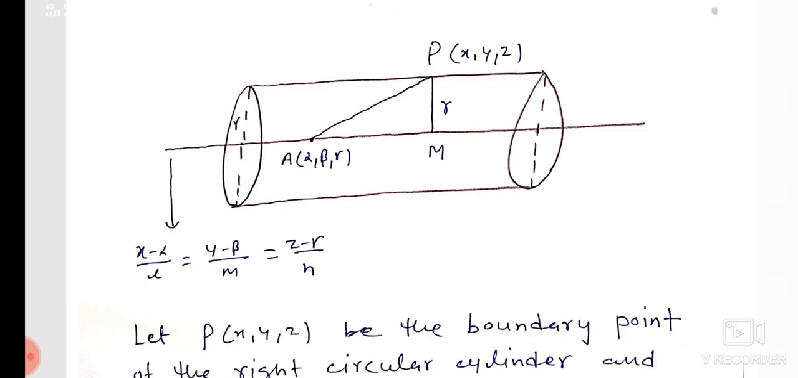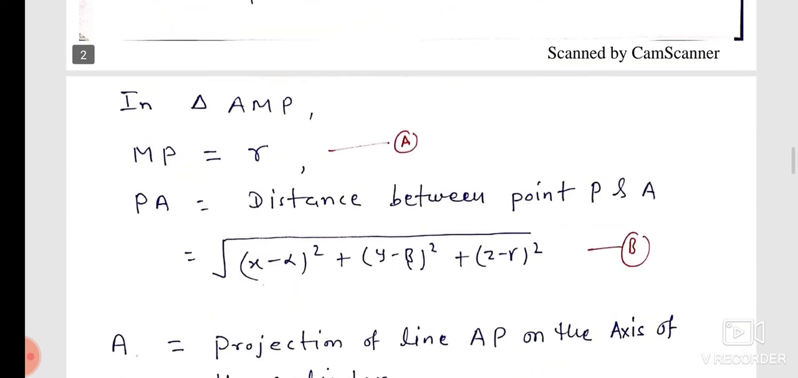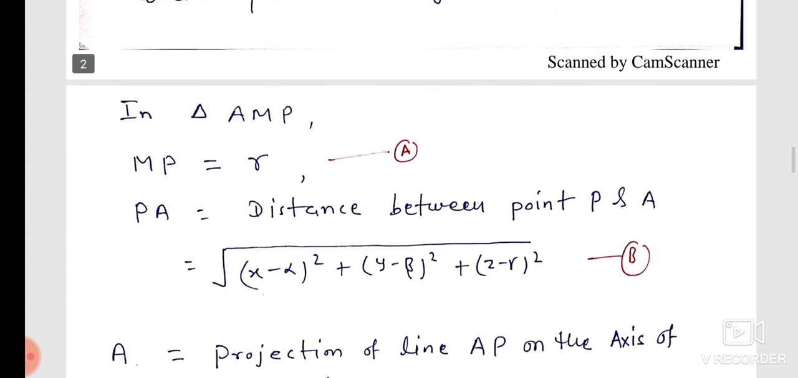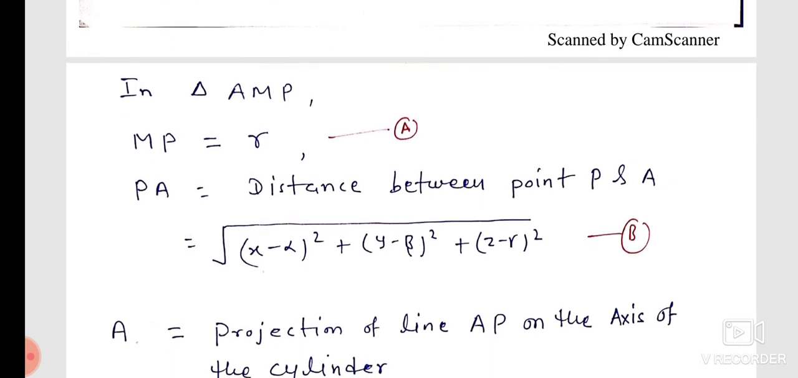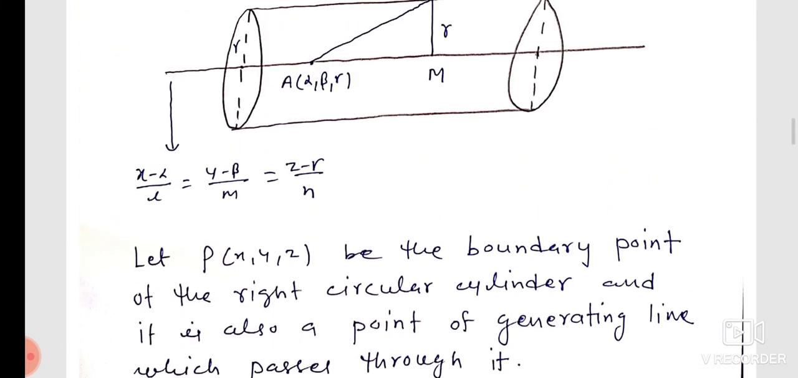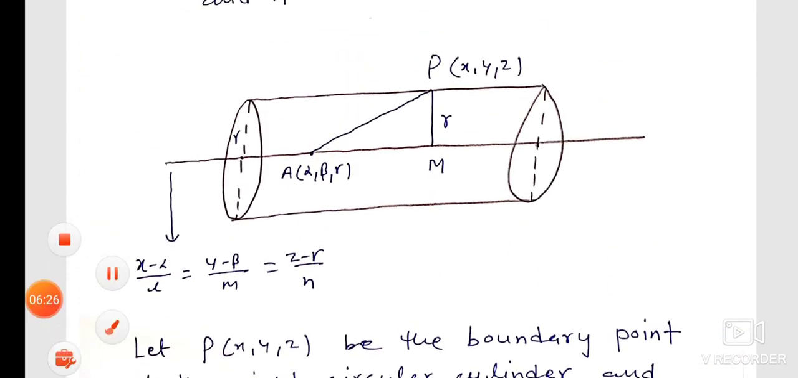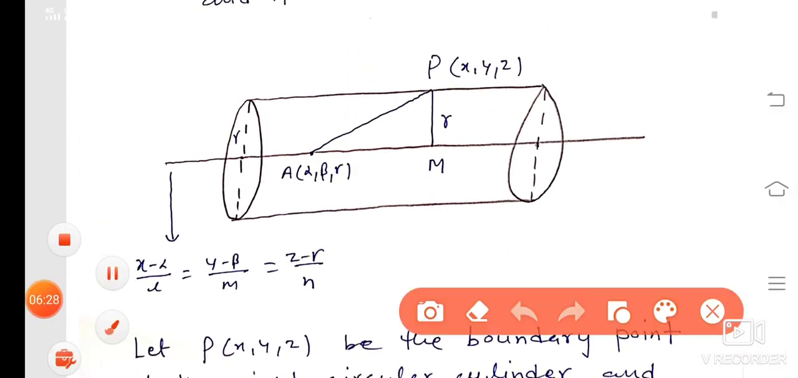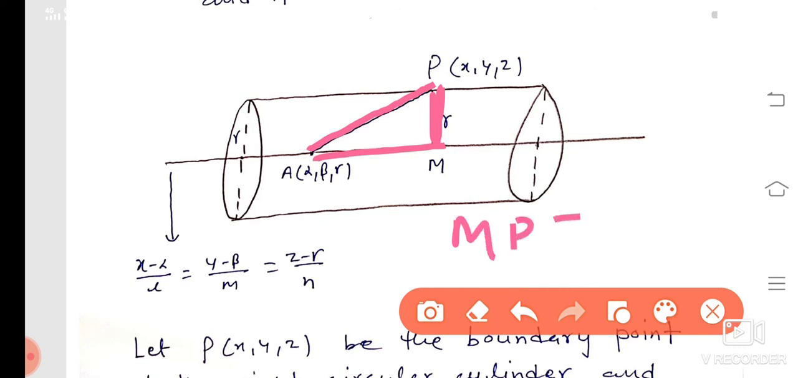Next, in triangle AMP, now we will discuss all three sides of the triangle AMP. So what is the triangle AMP? In this case, triangle AMP is this. You can see that it is a right triangle. So what is the side MP? Side MP is nothing but the radius R.